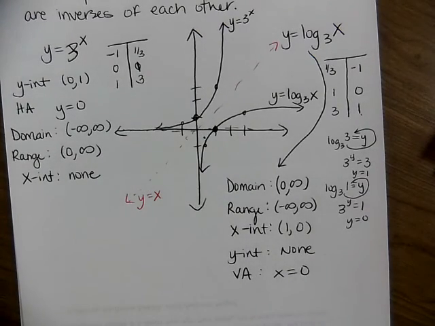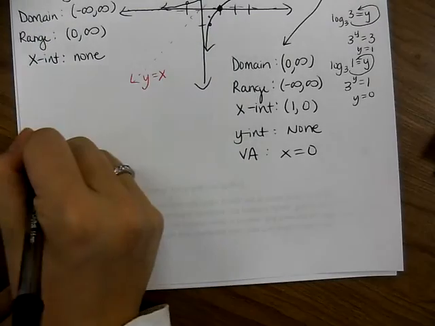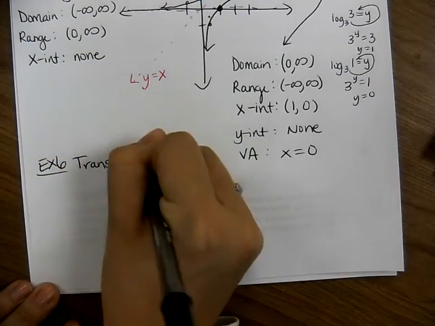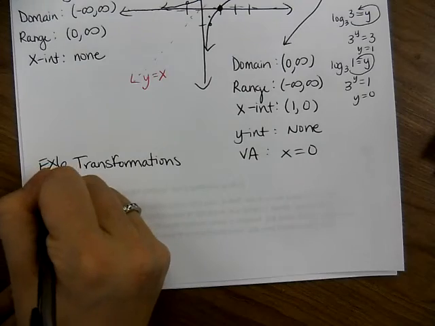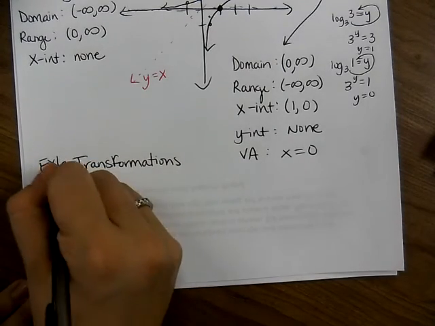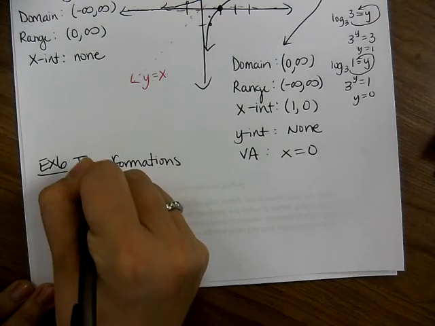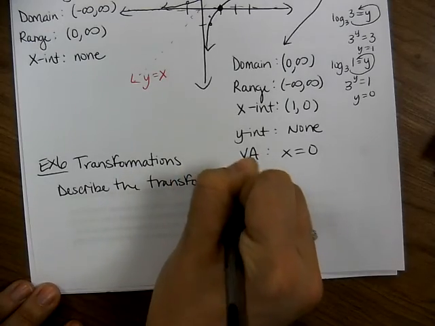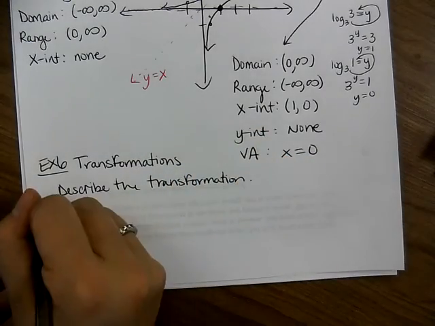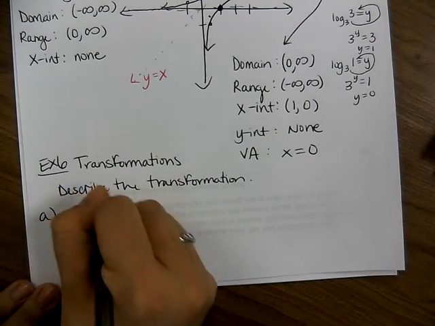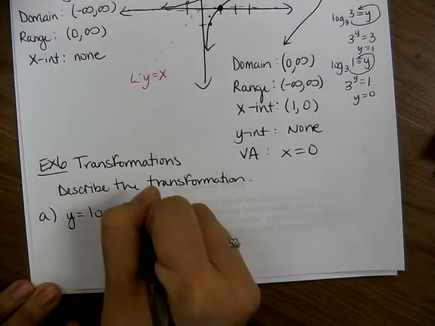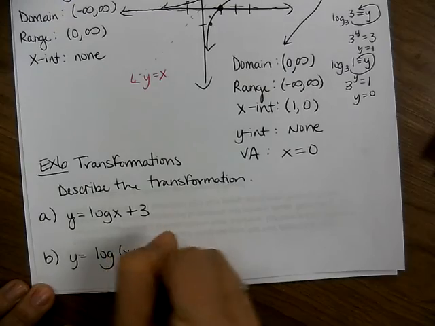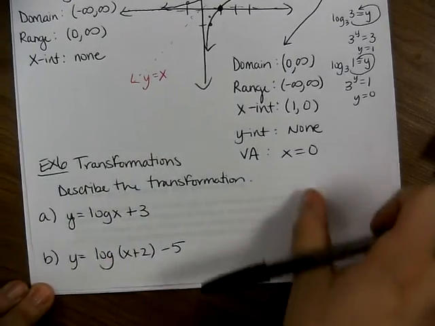Okay. All right, last problem. We got to talk about one more thing. Transformations. So let's just describe the transformation. So if we have y equals log base 3 of x plus 3, and let's do another one of y equals log base 3 of x plus 2 minus 5. Let's just think about what's happening there.